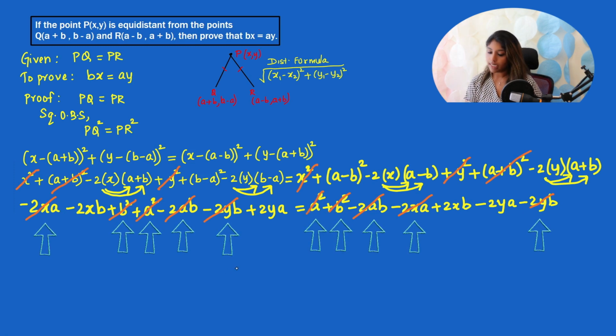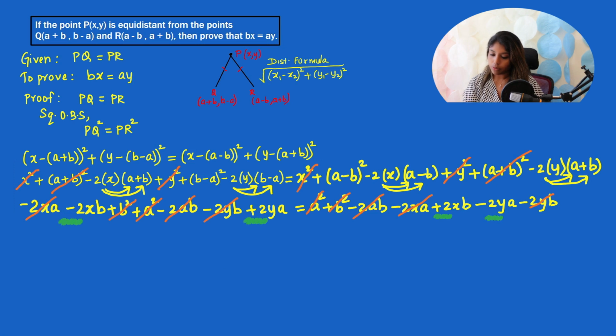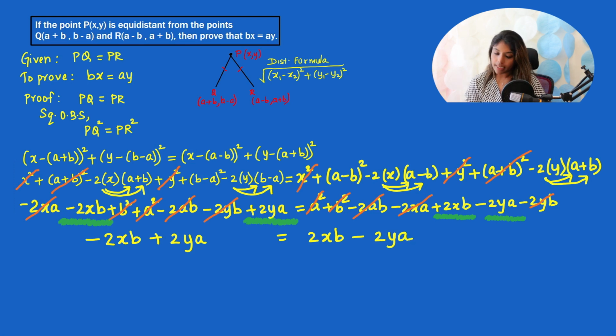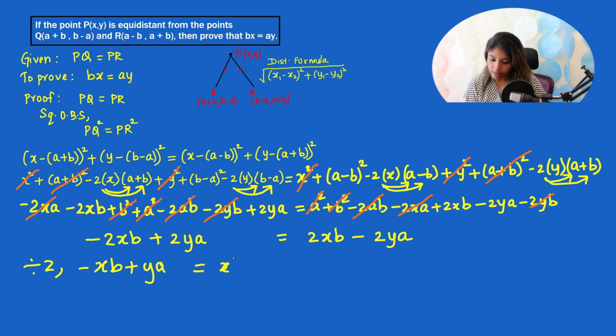Now we are left with hardly 4 terms. Let's try to rewrite them. So we are left with negative 2xb plus 2ya equals positive 2xb, negative 2ya. The entire equation is divisible by 2, so we can divide it by 2 and we get negative xb, positive ya, positive xb and negative ya.